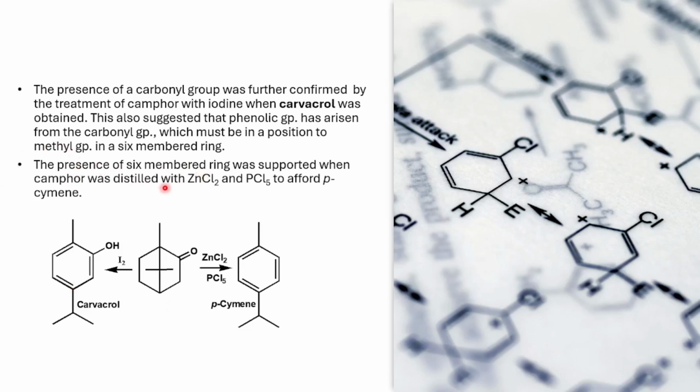The presence of a six-membered ring was spotted when camphor was distilled with zinc chloride and PCl5 to afford paracymene. Here you can see the formation of paracymene when camphor is treated with zinc chloride and pentachlorophosphorus.